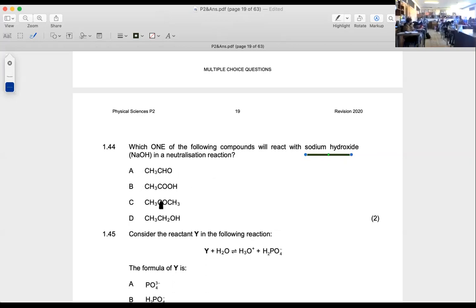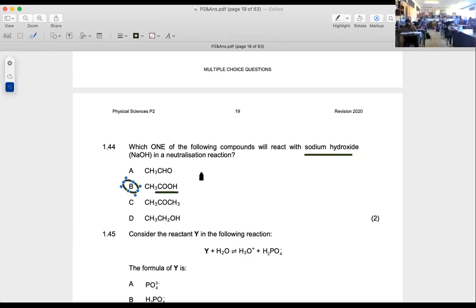Okay, but what are we looking for? Who says it's A? That looks like it's an aldehyde there. Who says it's B? That's a carboxylic acid there. Who says it's C? That's a ketone with an O in the middle. Who says it's alcohol? There's an OH on there. Okay, it's obviously B, because look, COOH is an acid. An acid with a base is going to form salt and water. So the answer is B.